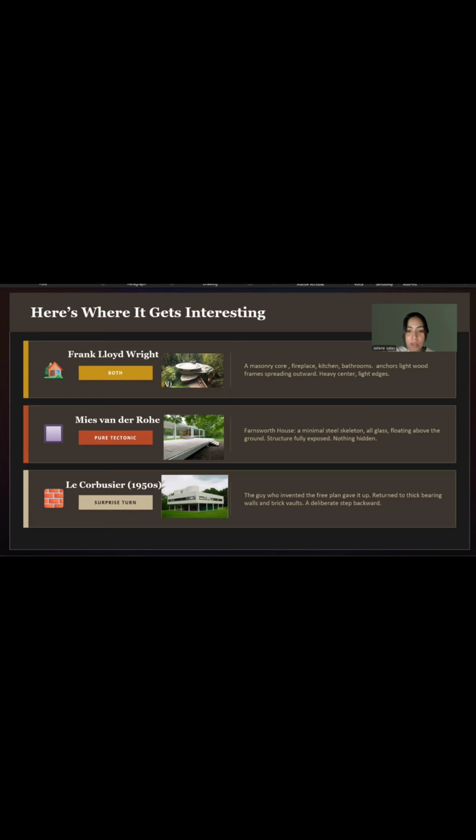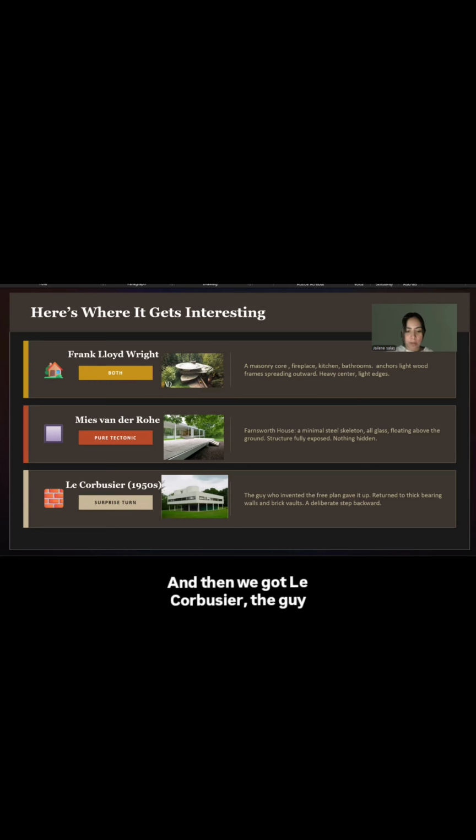We all know Frank Lloyd Wright. Well, he makes both: a masonry core anchoring wood frames. Then we have Mies van der Rohe, which is tectonic, a minimal steel skeleton, all glass, floating above the ground.